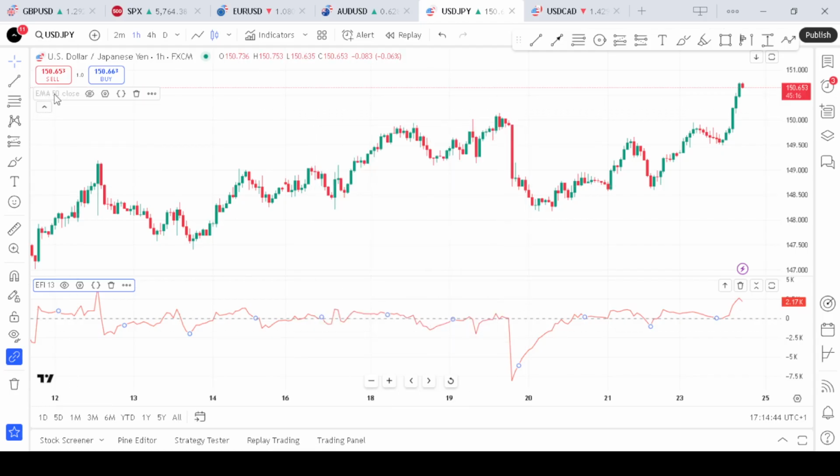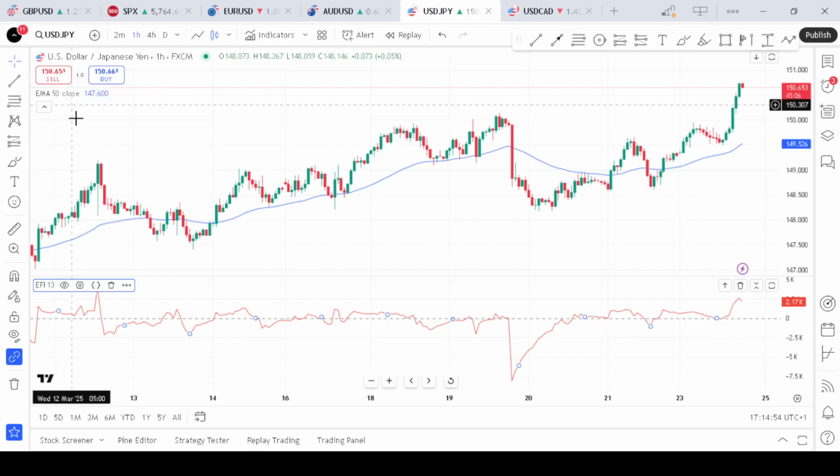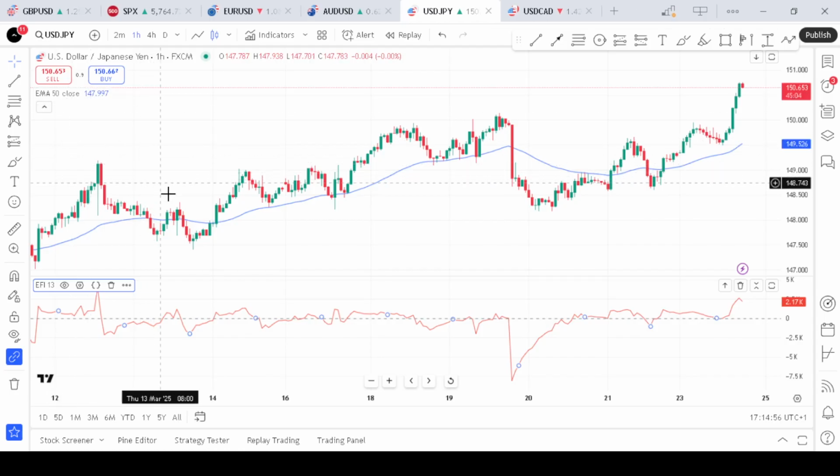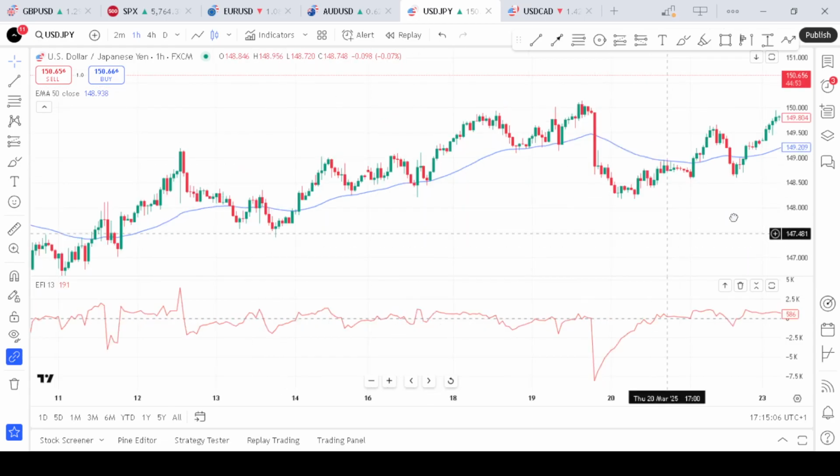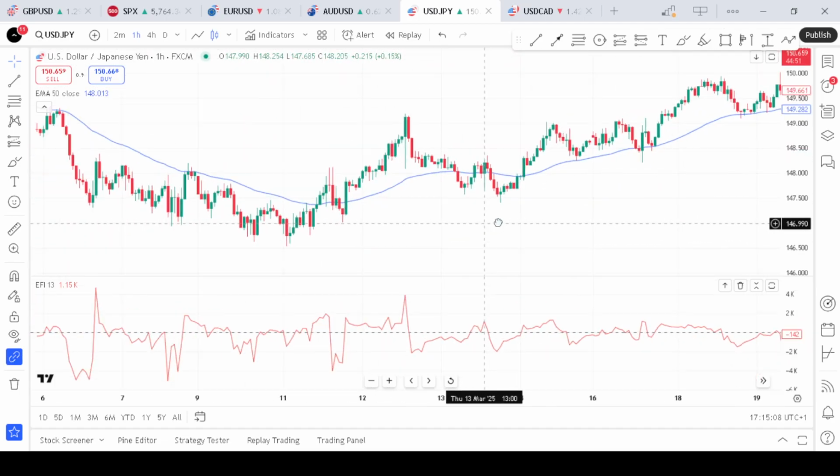Then we add an exponential moving average on the price chart to identify the overall market trend. We are going to be making use of the 50 period exponential moving average. This combination helps you to separate trending markets from periods of consolidation, as we can see how price is being smoothed out with the EMA on my chart.